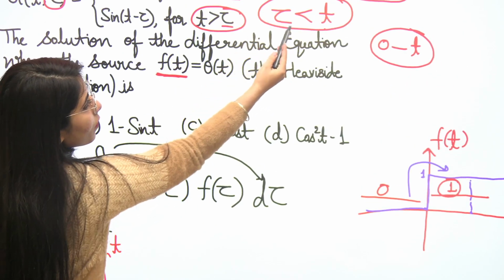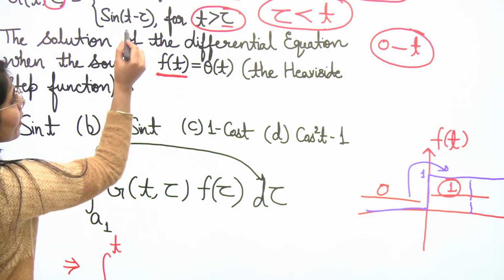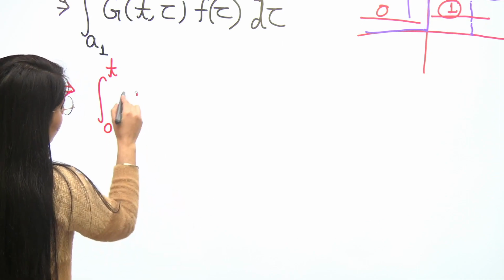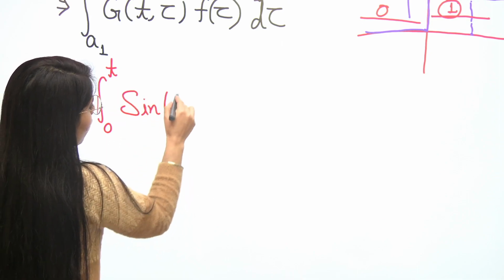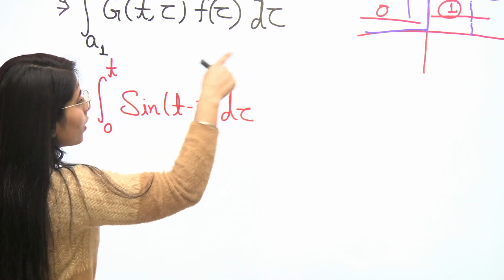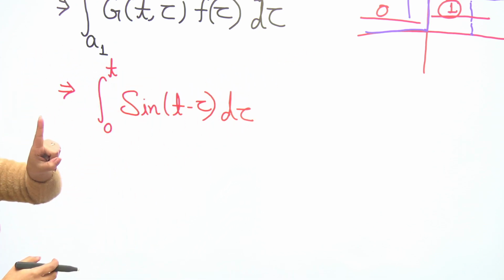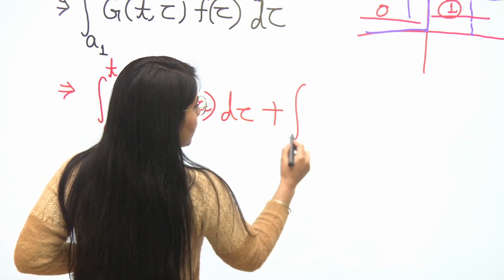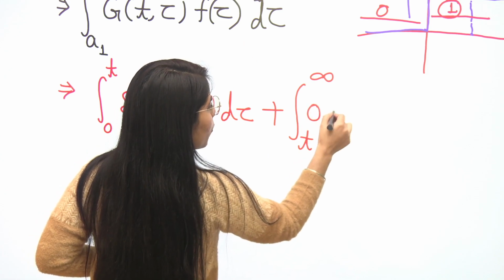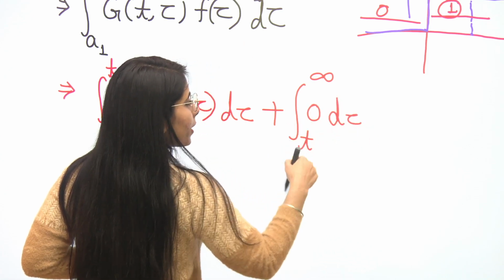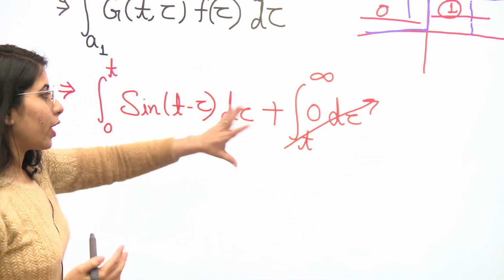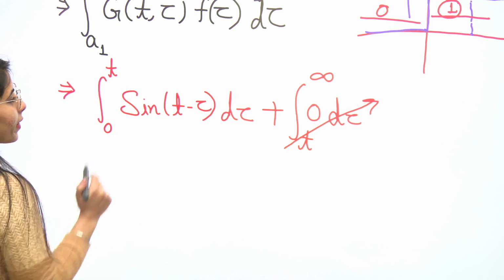0 to t, for this one, you are going to have sine t minus tau, d tau, because the function's value there in the 0 to t range will be 1, plus t to infinity. What is the value of Green's function there as per the question? 0. So 0 times sine t minus tau, what will it be? It will be 0 itself. So this is not going to give you any value, but you will have to solve this integration right now.